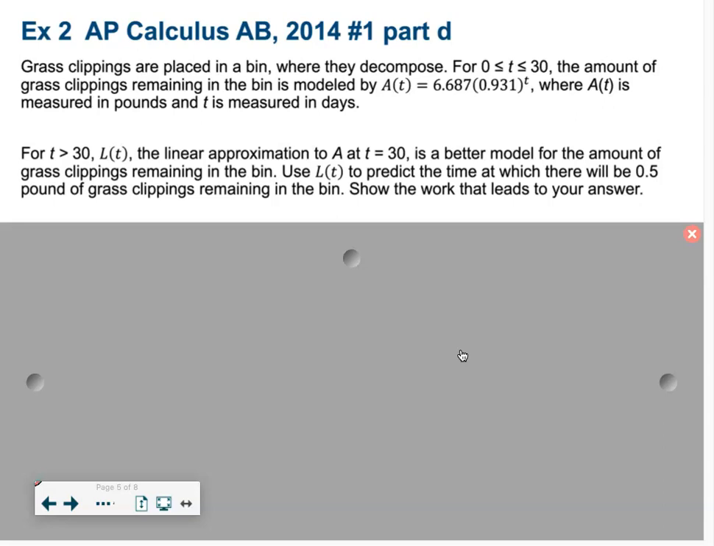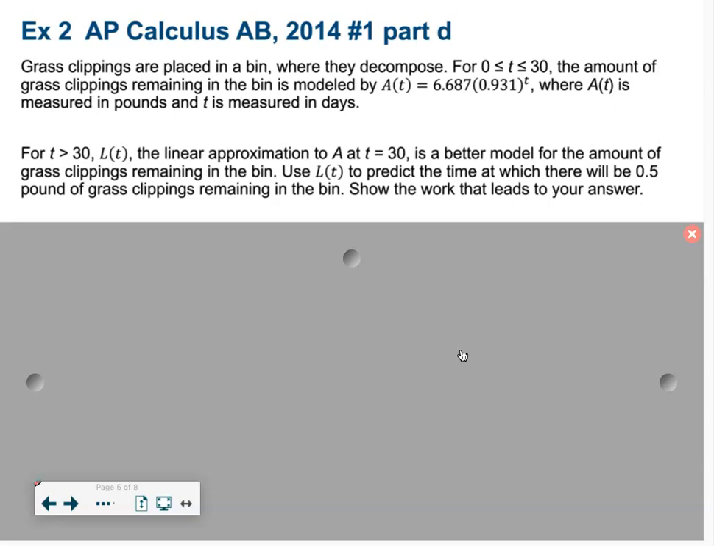What kind of a function is that? That's exponential. The variable's in the exponent, right? Where A of t is measured in pounds and t is measured in days. For t values greater than 30, L of t, the linear approximation to A at t equals 30, what's another word for linear approximation? Tangent line, is a better model for the amount of grass clippings remaining in the bin. Use L of t to predict the time at which there will be a half pound of grass clippings remaining in the bin. Show the work that leads to your answer.